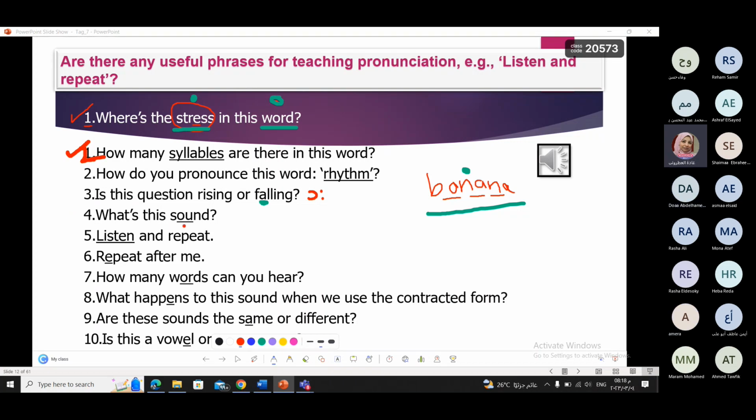Number 4. What's this sound? This underlined sound. Yeah, it's ow. I think it's written like this. Yes, I think it's also a long vowel. Is it a monophthong or diphthong? Is it one vowel or two vowels? Diphthong. And what do we mean by diphthong? Who can tell me? Two vowels together. Yeah, two vowels together.